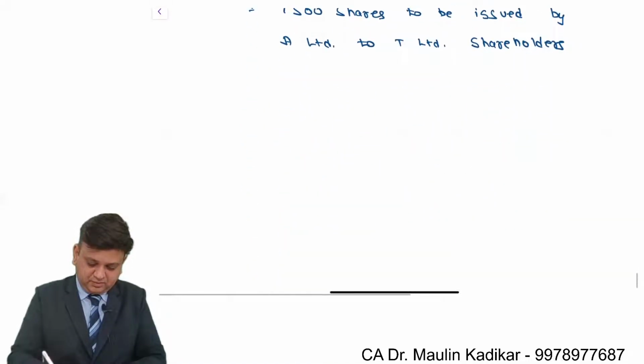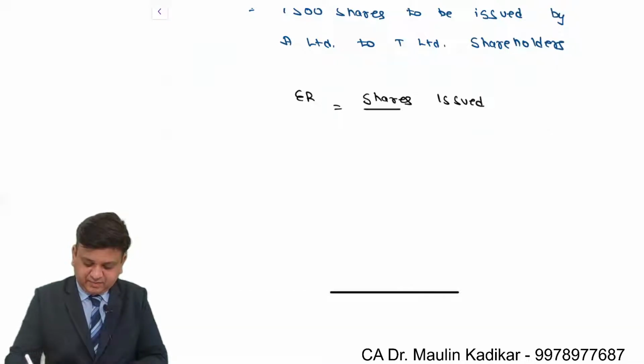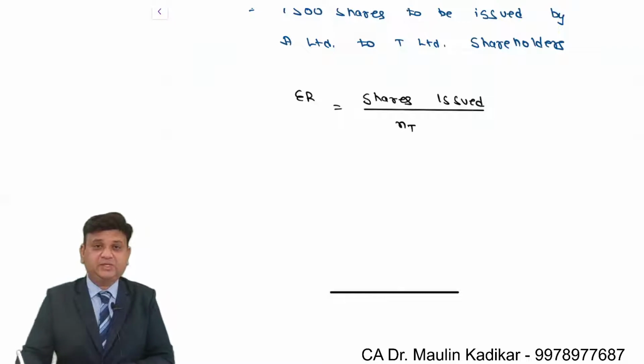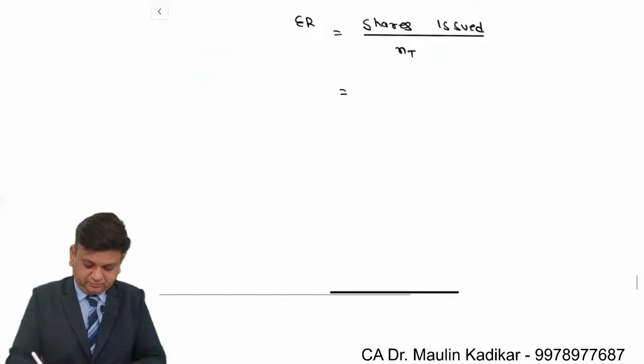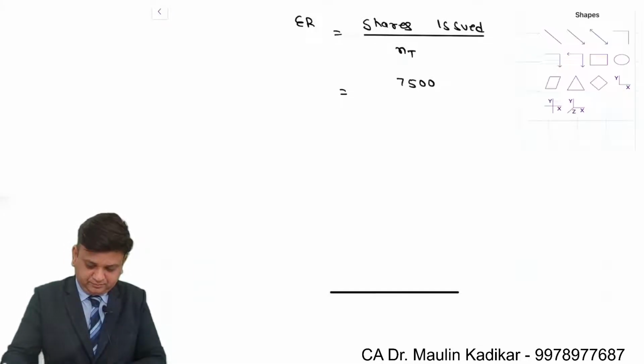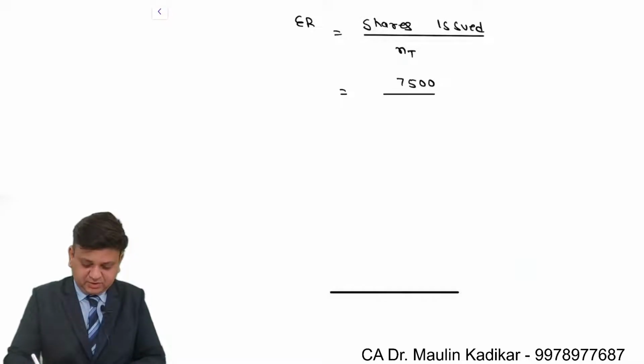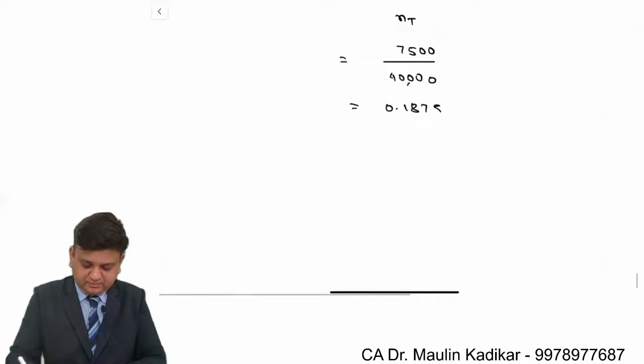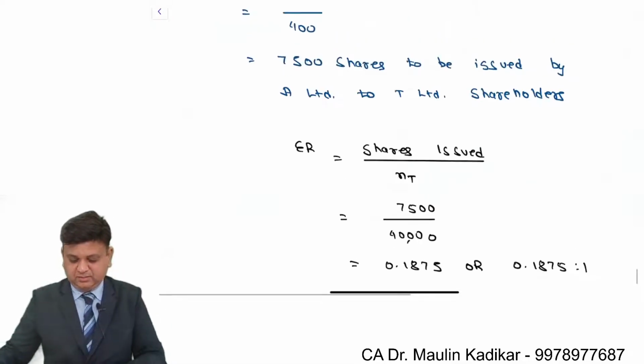Write down the exchange ratio is equal to shares issued divided by number of shares of the target company. Shares issued are 7,500 divided by 40,000. That comes to 0.1875, or 0.1875 is to 1. This is the answer.